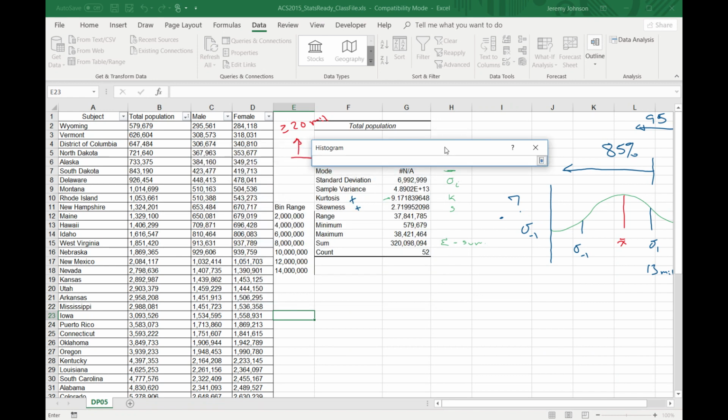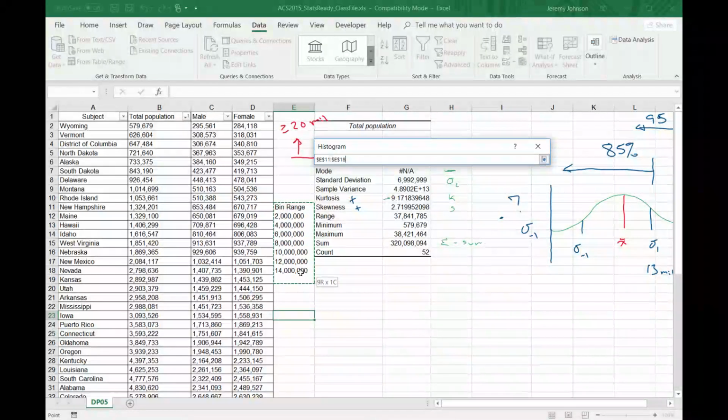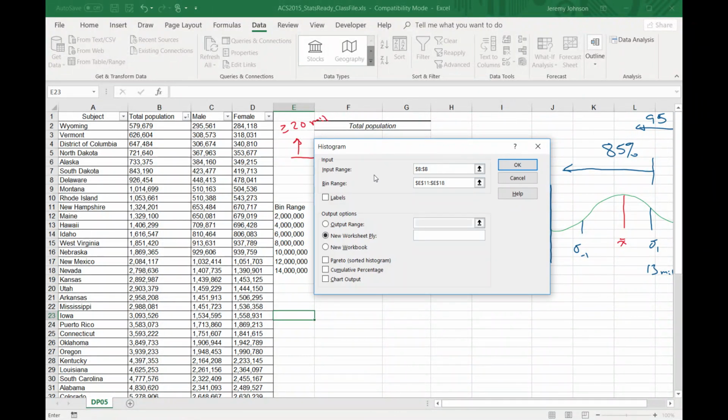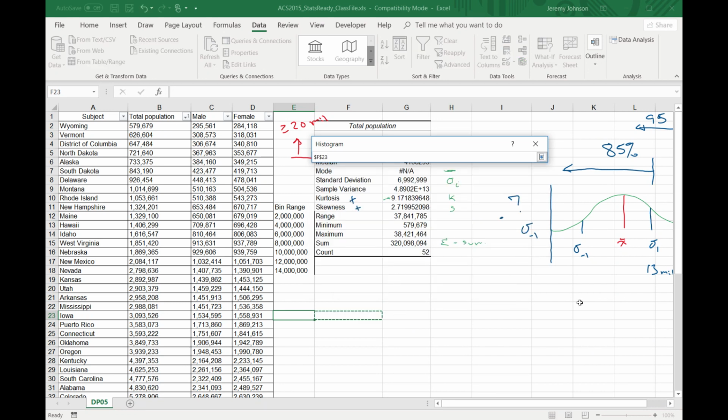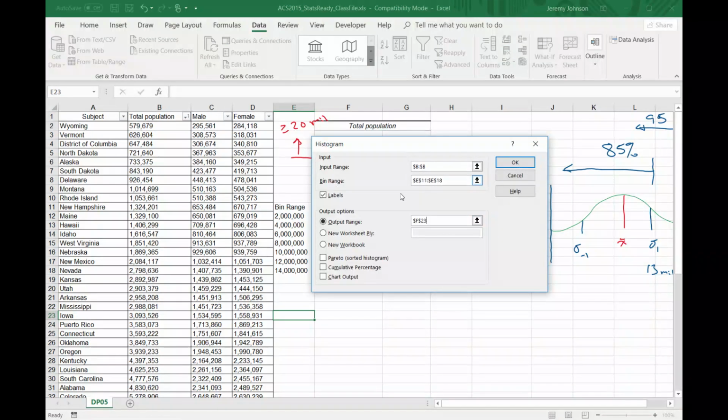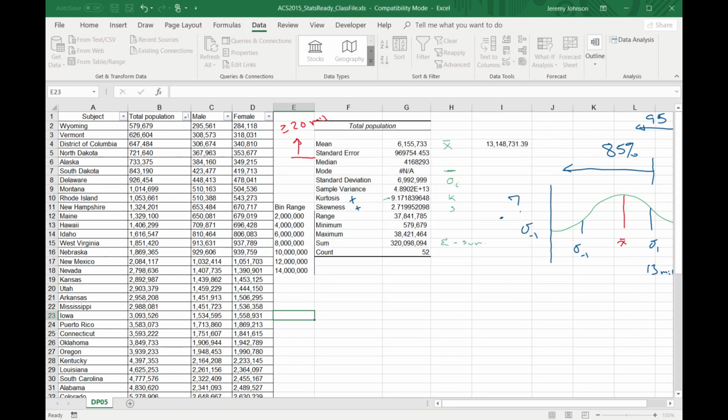Okay. Our bin range, which we agreed on, this right here. And we have labels. Now we're at output options. We're going to put our histogram. Let's just put it right here below. And we do not want Pareto. We do not want cumulative. We just want the chart output. So let's go ahead and select OK.